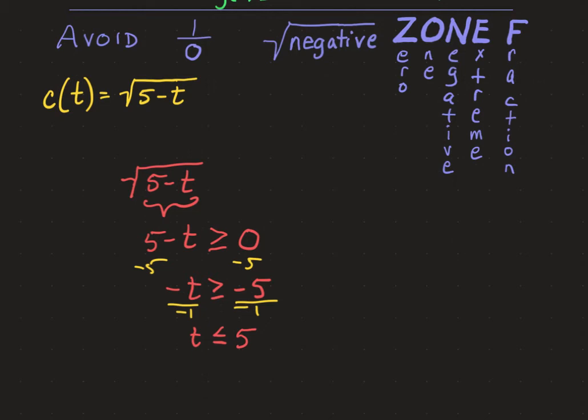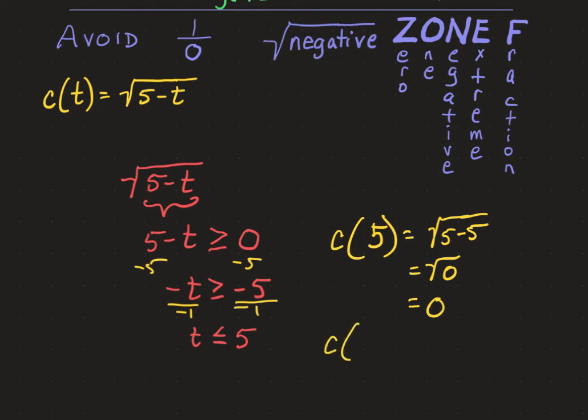Let's see what happens if we put positive 5 in as our independent variable and find the function of positive 5. Square root of 5 minus 5 gives us square root of 0, which is 0. If we put in a value less than 5, let's try 4, we get the square root of 5 minus 4 equals 1.